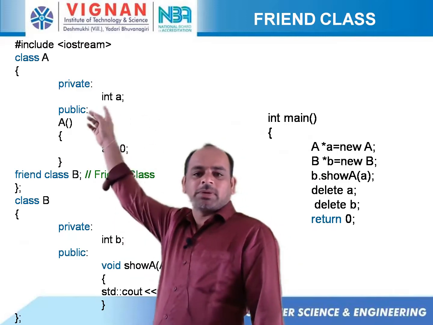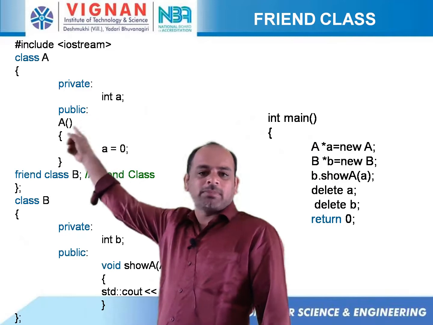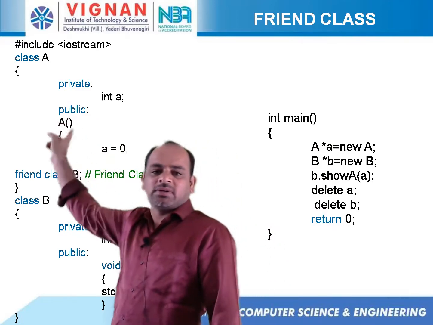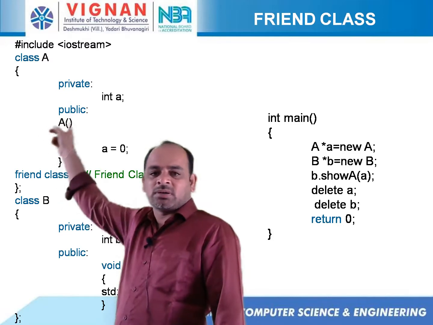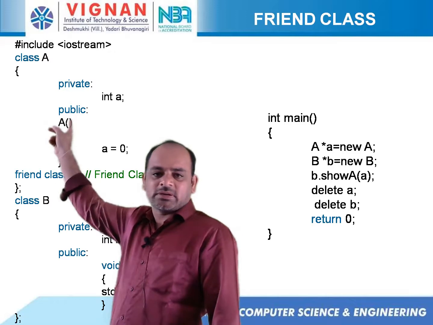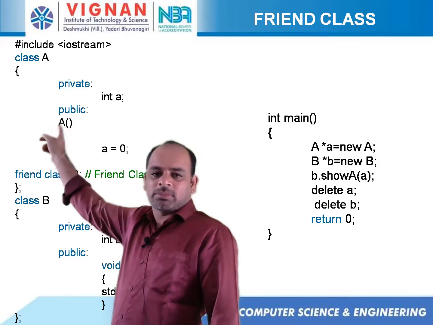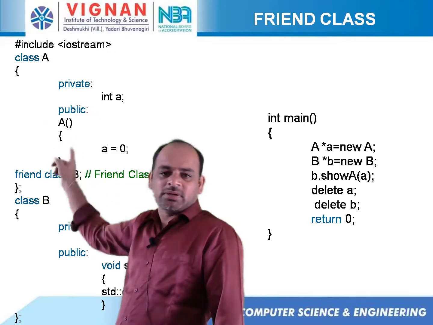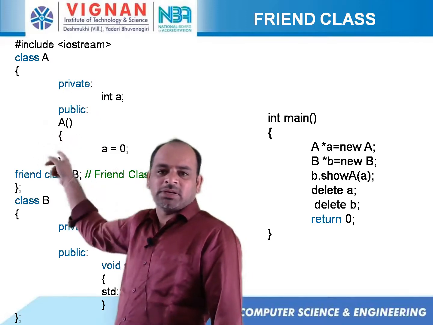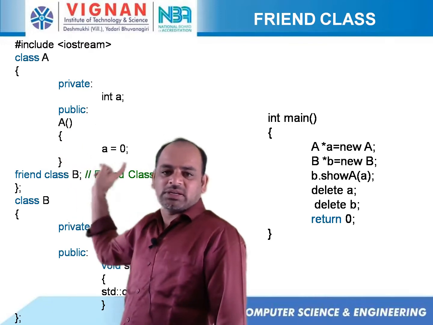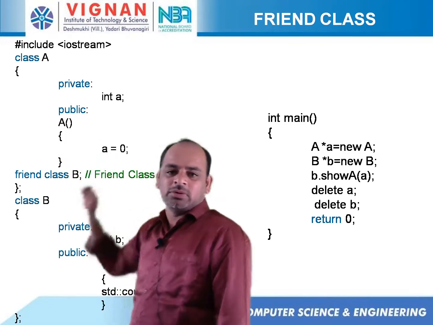In which we have the private member A, and the public member A is basically a constructor here, right? So what is a constructor? We will discuss it in the next class. Basically it is like our normal member function, but its name is the same as our class name. This constructor will be called automatically when an object of this class is created, and it is initializing the private member A equal to 0.